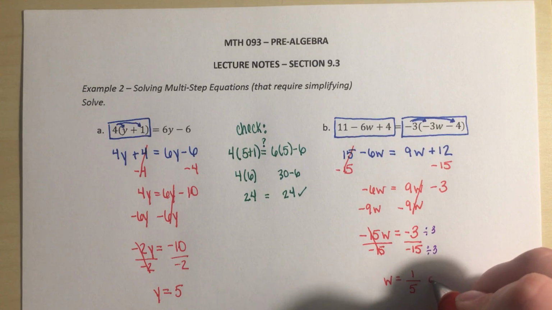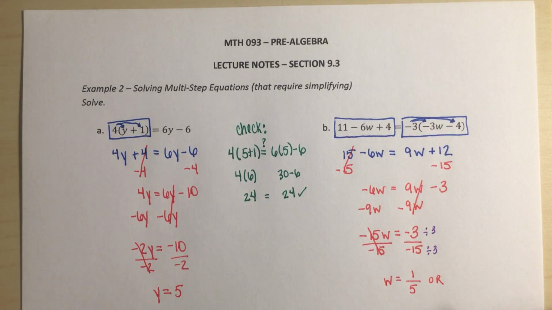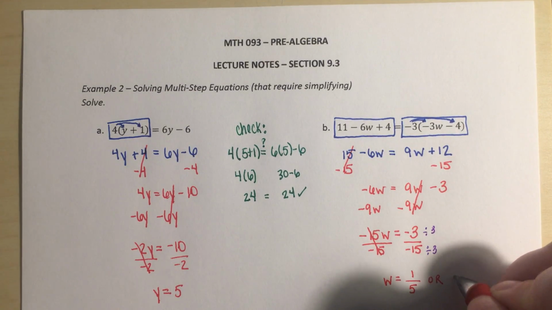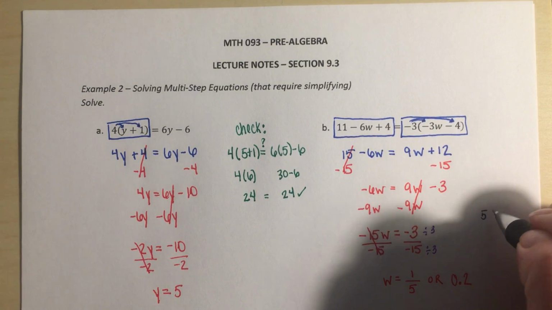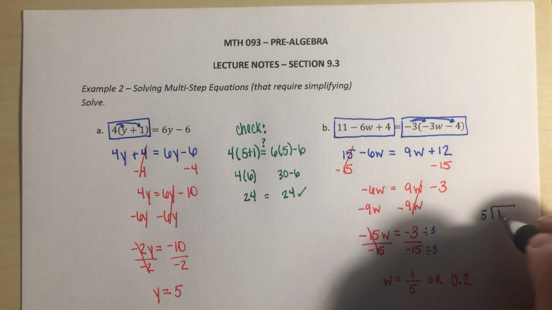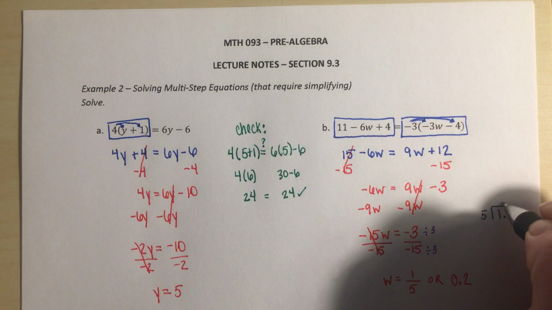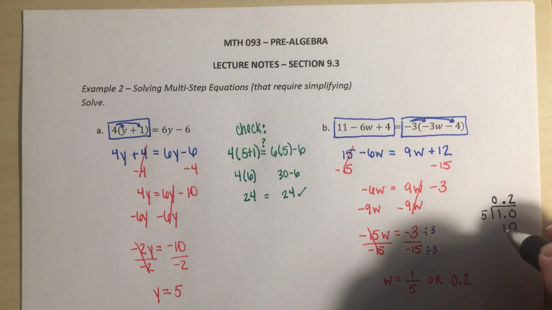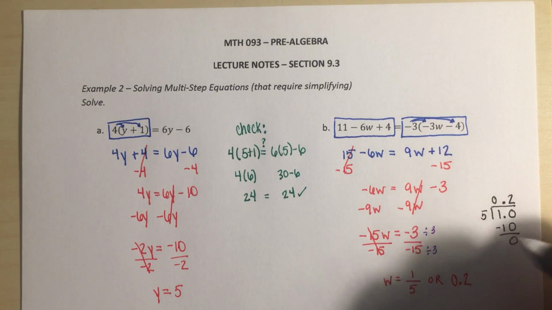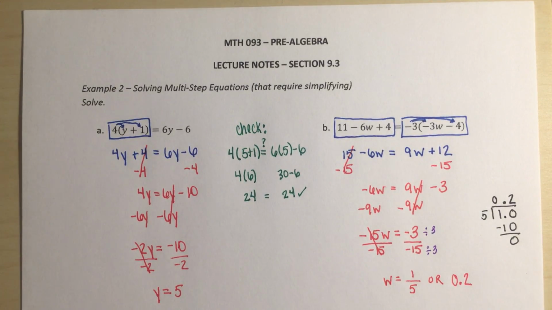If you do, however, or alternately decide to turn this into a decimal, this does give us 0.2 as a decimal. And just to show that work quickly here, we would divide 5 into 1.0. 5 doesn't go into 0, but 5 goes into 10 twice. So that's how we get that decimal equivalent of the answer.